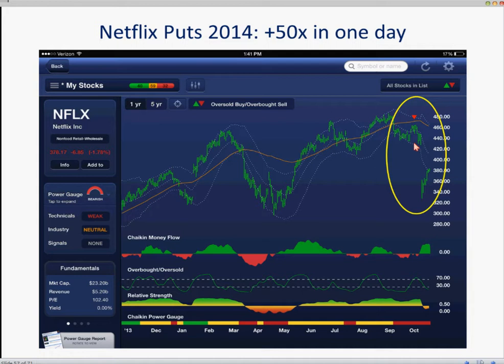More recently, Netflix back in October triggered a sell signal ahead of earnings. Power gauge was bearish. It was under its long-term average. I felt up near this triple top, this was an interesting short sale, so I made it my bearish stock of the week. People who bought out of the money puts made 50 times in a day, but they were probably risking everything that they put up because they were short-term weekly puts.